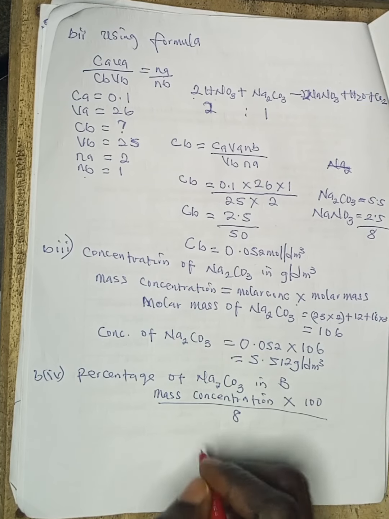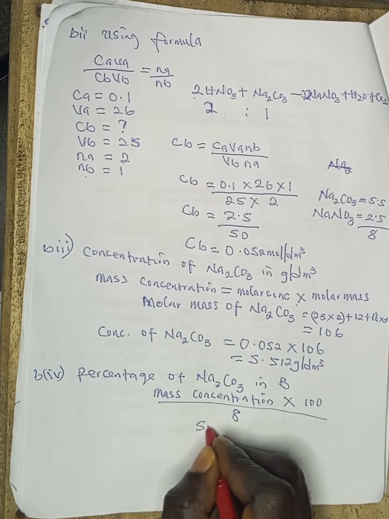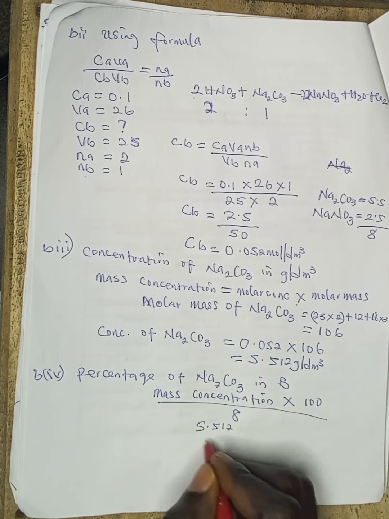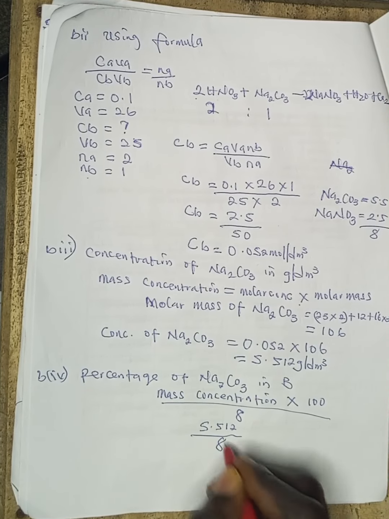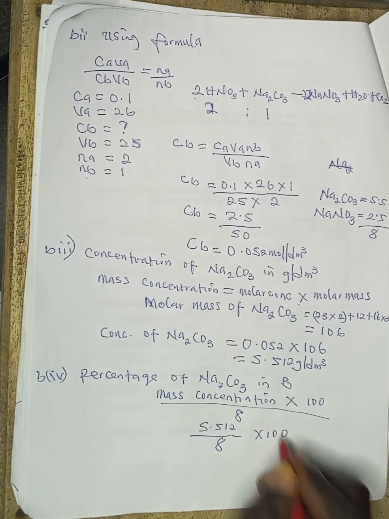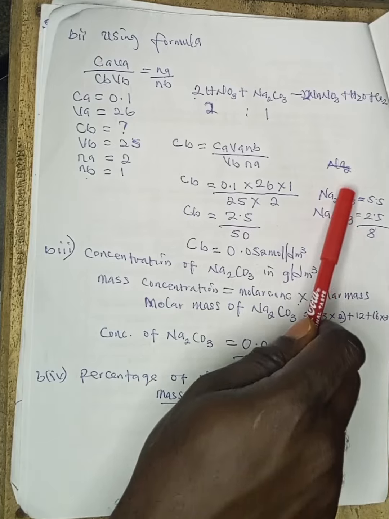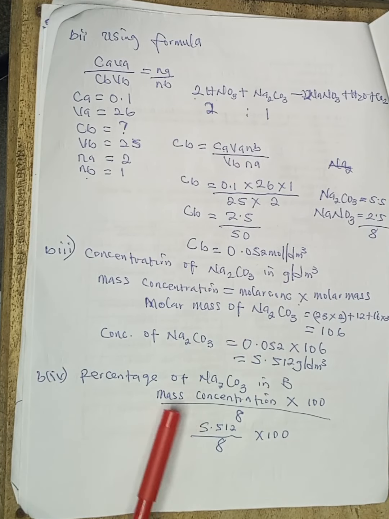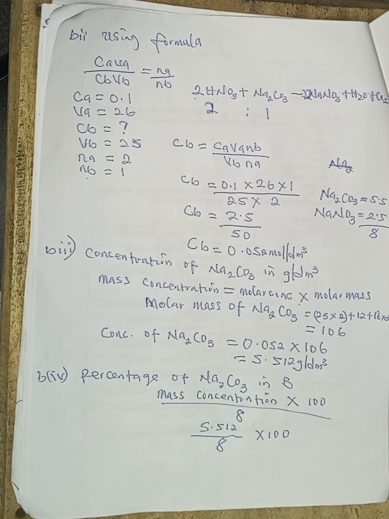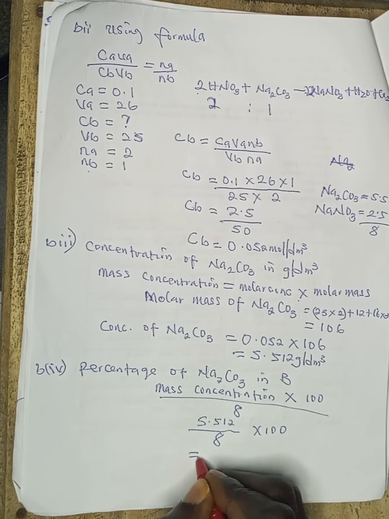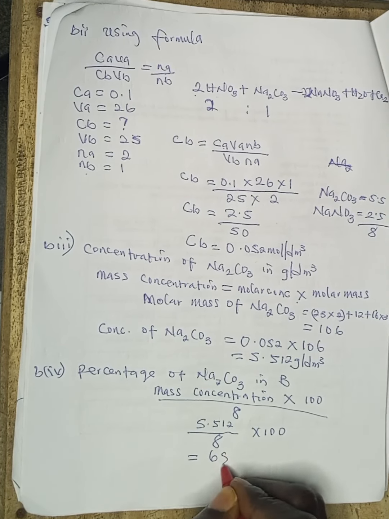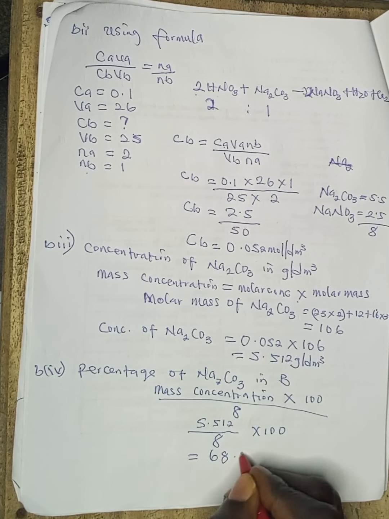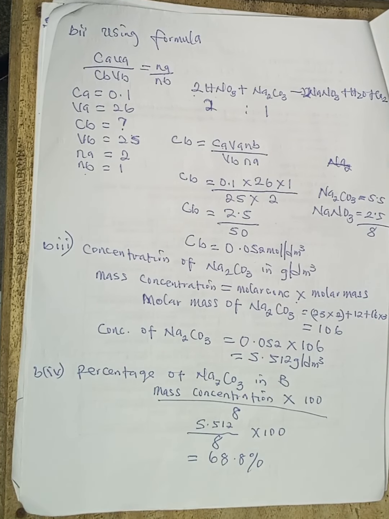So what do you have here? We have 5.512 divided by 8 times 100. This 8 is the mixture of these two things. Why mass concentration is this one? That is to calculate your percentage. Now at the end you have 68.8%. Do you understand?